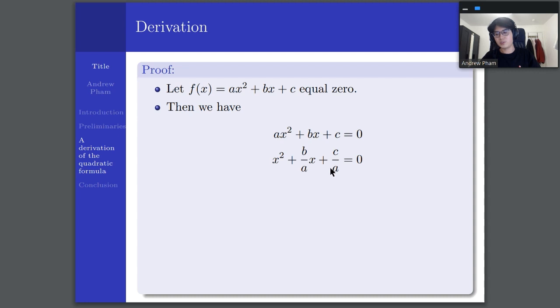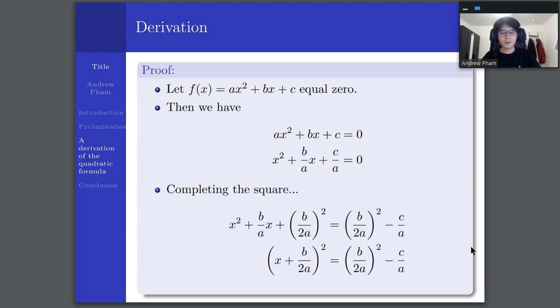And now we're going to apply the completing the square algorithm, which is we're going to take the x coefficient, divide it by 2, and then add the square on both sides. So b over a divided by 2 is just b over 2a. We're going to add b over 2a squared on both sides. Doing so, the left-hand side factors as x plus b over 2a quantity squared, and the right-hand side is again just a collection of constants.